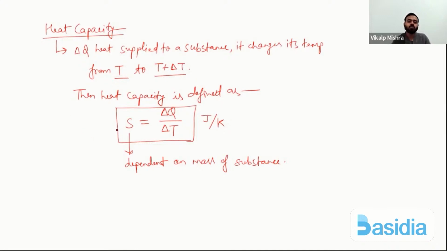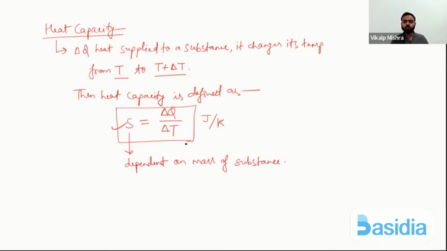व्हाई? बिकॉज that heat capacity is different for both material. So that's why we are defining heat capacity: how much heat we have given to raise the temperature by delta T.